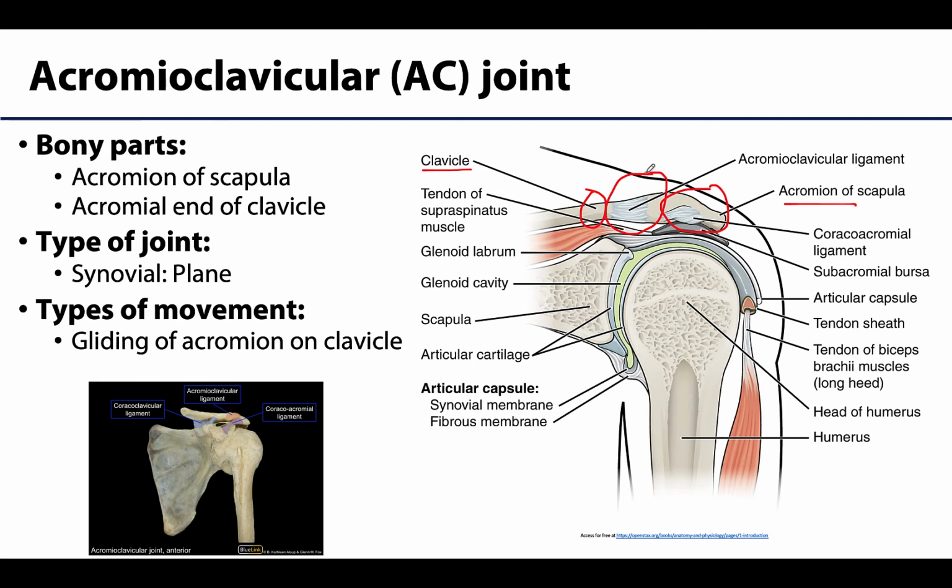Now this particular type of joint is synovial, but it is a plane joint, which means that there's going to be gliding, so slight gliding of that acromion on the clavicle. These are small movements, but they're important in terms of allowing that part of the scapula to move a little bit in order for the full range of motion that occurs here at the shoulder joint.